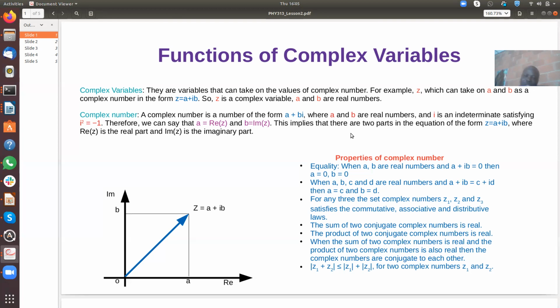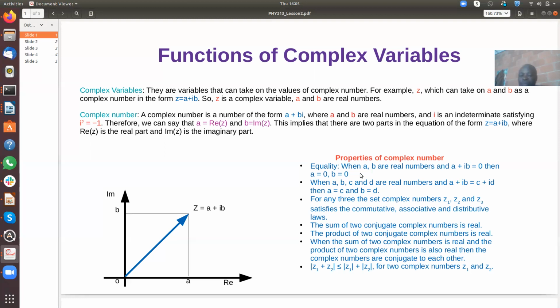I also tried to explain properties of complex numbers, for example, equality. If you say that a + ib = 0, then it's easy for us to say that a = 0 and b = 0, which can be verified. Because once the two main contributing factors to this expression are equal to 0, automatically the result should be equal to 0.